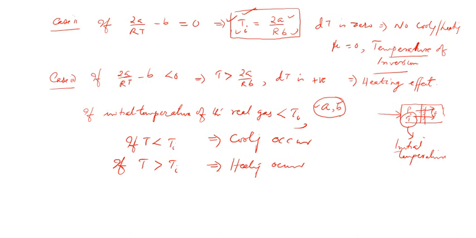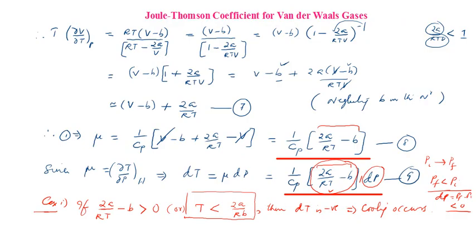So how do you define the temperature of inversion? The temperature of inversion can be defined for any gas as the temperature of the gas at which the Joule Thomson coefficient becomes 0. Is that not the meaning? Because we obtained this Ti by substituting 2A by RT minus B equal to 0, and when 2A by RT minus B equals 0, this expression mu will be equal to 0. From that only you obtain this expression for T.